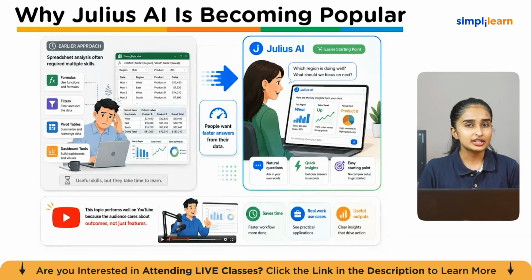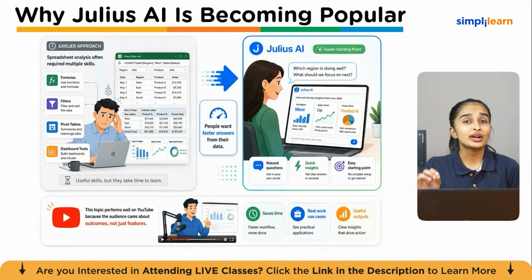So now that we know what Julius AI is, let's go ahead and understand why it's becoming popular. The main reason is simple. People want faster answers from their data. So earlier, if someone wanted to analyze a spreadsheet, they often had to use formulas, filters, pivot tables, or dashboard tools. So these are useful skills, but they can take time to learn. So Julius AI makes the starting point easier because users can work with data in a more natural way.